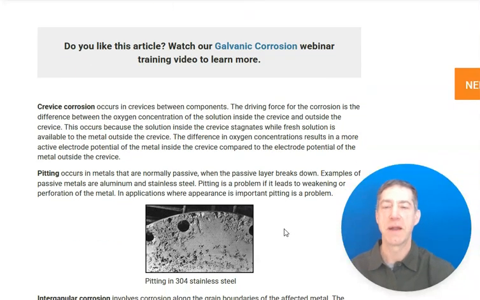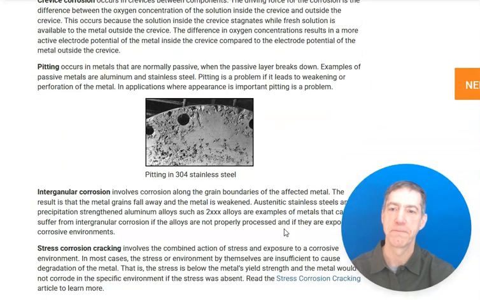Pitting occurs on metals that are normally passive. Passive means that the metal forms an oxide layer that protects the metal from the environment, and pitting results in the formation of pits in the metal, and sometimes the pits can go all the way through the metal. And this can be a problem in components like tubing, where a fluid is flowing through the tubing.